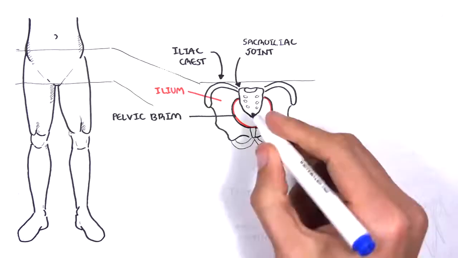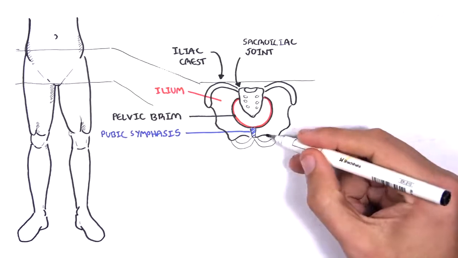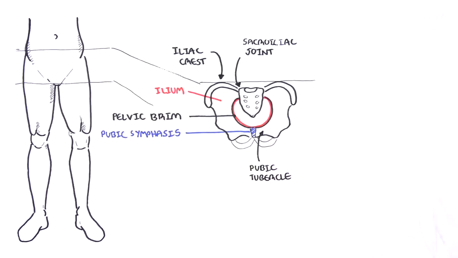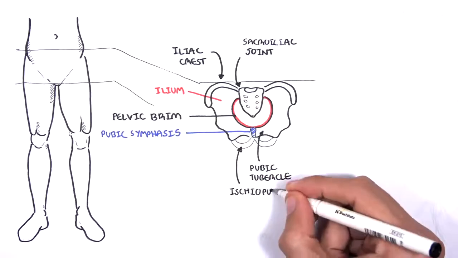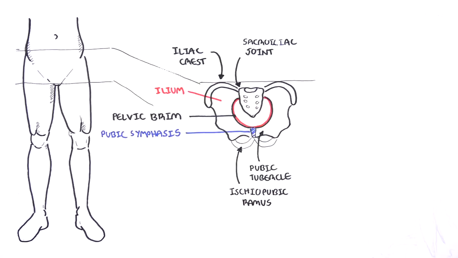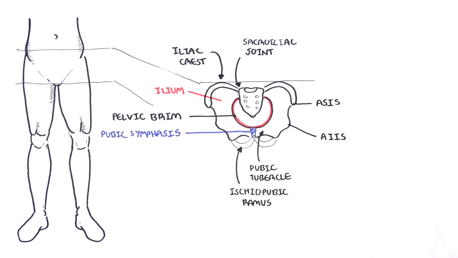Now, the pubic symphysis is here, connecting the pubis area of the hip bone together. The symphysis is an important landmark. Keep note of this. Another important structure is the pubic tubercle, and we'll get back to this later. Here is the ischiopubic ramus, which is essentially the ischium part of the hip bone. An important surface landmark which can be felt at the tip of the iliac crest anteriorly is the anterior superior iliac spine, or ASIS. And somewhat below the ASIS is the anterior inferior iliac spine, or AIIS.